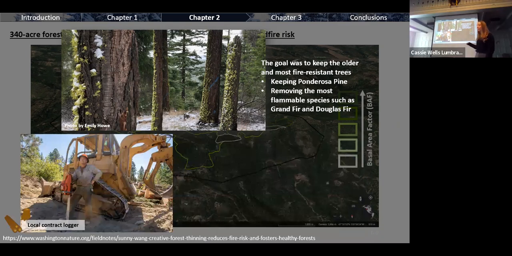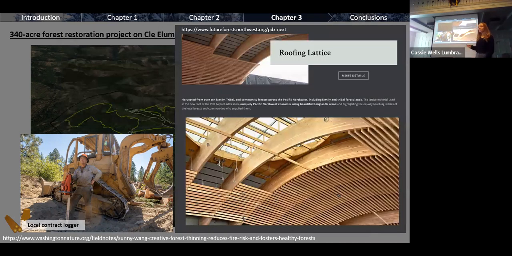So Emily and Herman were able to communicate with the local logger. Really, the local logger is the one who was doing all the logging by himself up there on the ridge to make sure these treatments happened. This is just really interesting. If you've ever been in the Portland airport, our trees from this field site are partially creating the roofing lattice of the Portland airport. So yeah, it's really cool.